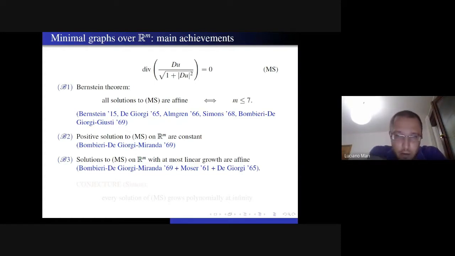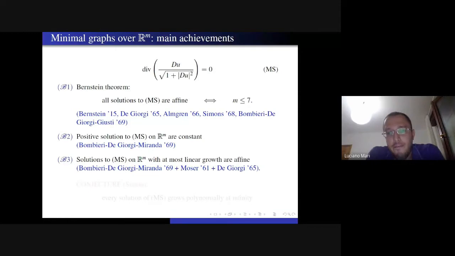Each one is a big work in itself, and Bombieri, De Giorgi and Giusti provided the first counterexample in dimension at least 8. Then Leon Simon provided many other examples. And the problem gave rise to a whole set of new techniques that favored the flourishing of geometric analysis.